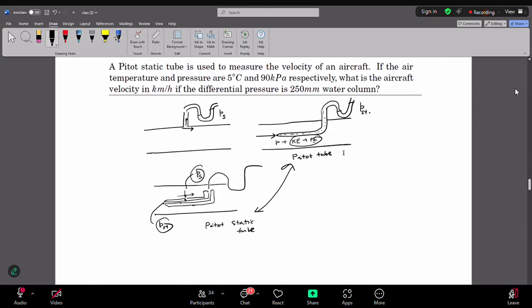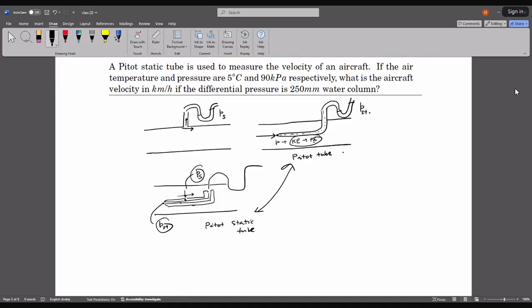So the question is, the pitot static tube is used to measure velocity of an aircraft. If the air temperature and pressure are 5 degrees centigrade and 90 kilopascal respectively, what is the aircraft velocity in kilometer per hour if the differential pressure is 250 millimeter water column?